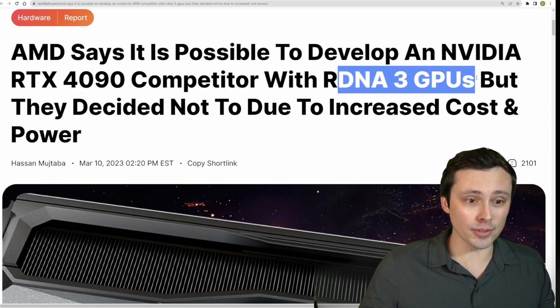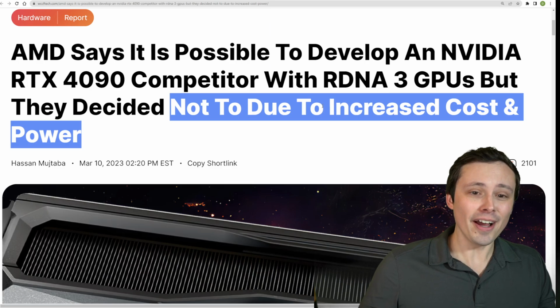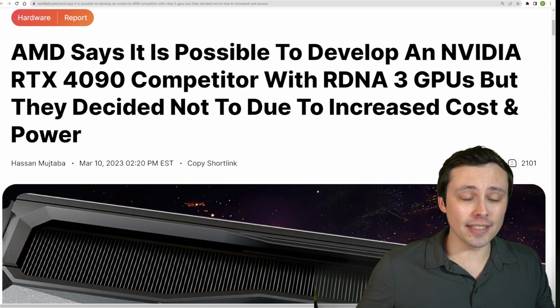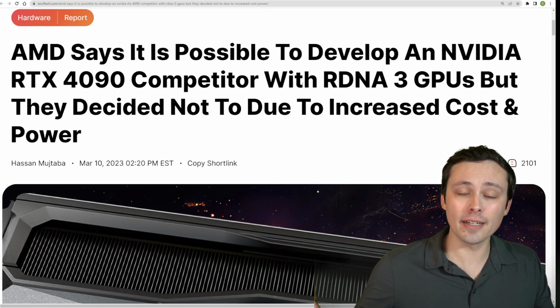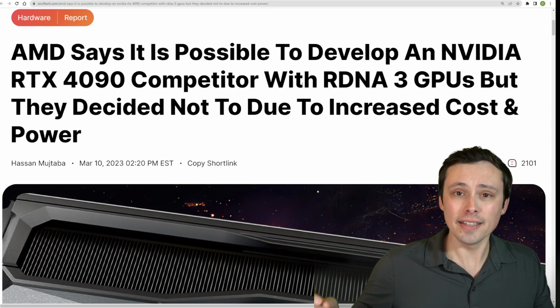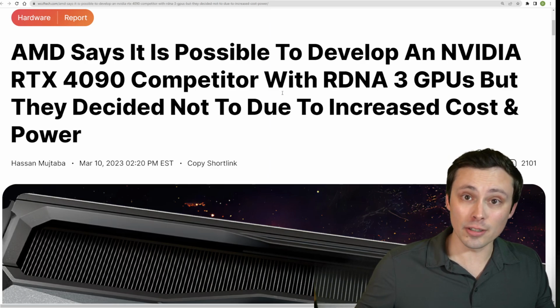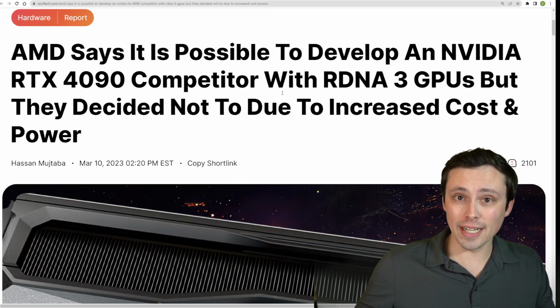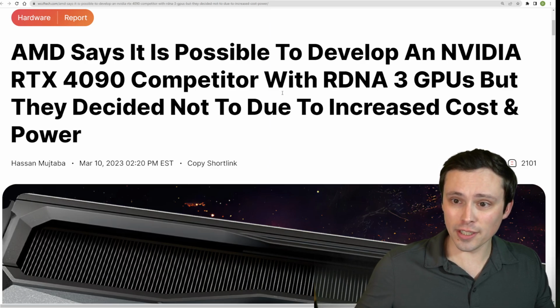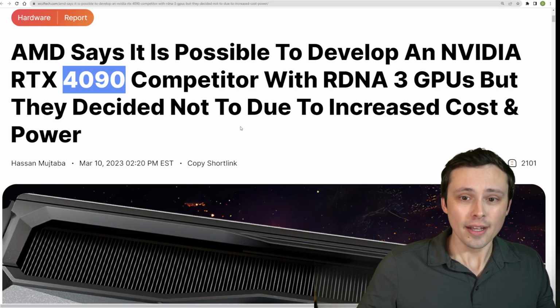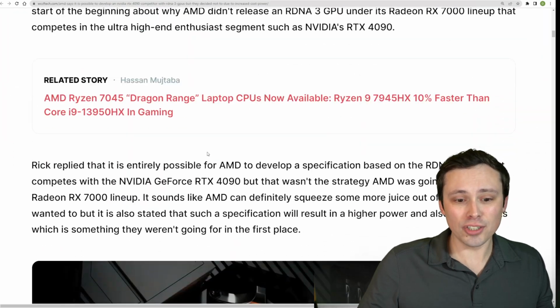Anyway, in other news, AMD says it's possible to develop an NVIDIA RTX 4090 direct competitor with RDNA3 GPUs, but they choose not to. Now, whether or not this is true, what this is getting at is their 7900 XTX is priced and performance-wise a competitor to the 4080, and AMD was very clear out of the gate that that was their target. They were competing with the 4080, and they were coming in at the $1,000 price point with better than 4080 performance, at least in rasterization, and a lower price tag. It was not designed to compete with the 4090, although a lot of people leading up to the launch wanted it to.